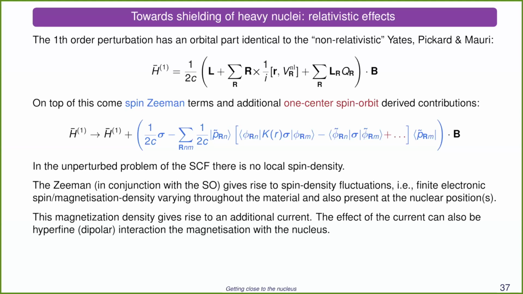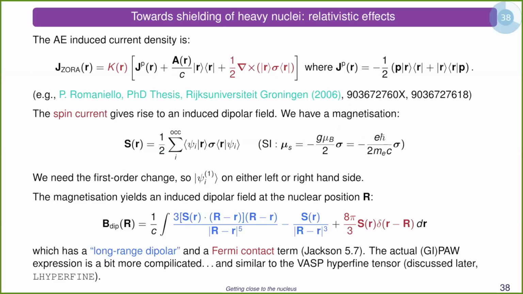And this magnetization, in a formal sense, gives rise to an additional current. And that can also be seen, instead of as an additional current, as a hyperfine interaction, a magnetization interaction with the nucleus. So that is on the next slide here.